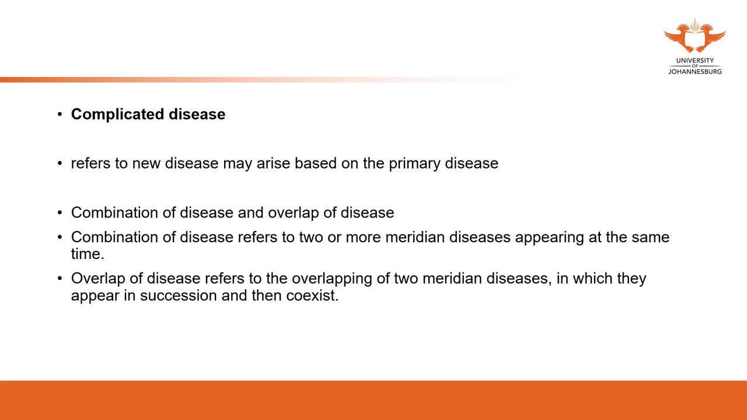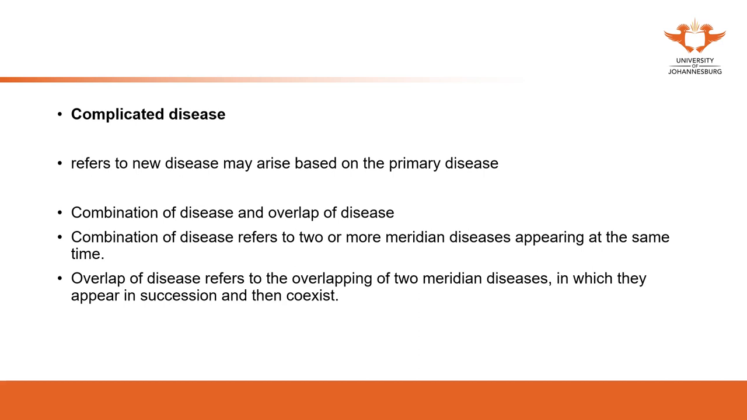The second, the combination of diseases, refers to two or more meridians. Meridian diseases appear at the same time. And the third, overlap of diseases, refers to the overlapping of two meridians, in which they appear in succession and then coincide. We don't need to distinguish these words now. When we talk about meridian differentiation in the diagnostics, we will understand what combination and overlapping are. But here, it only refers to the disease of two meridians.